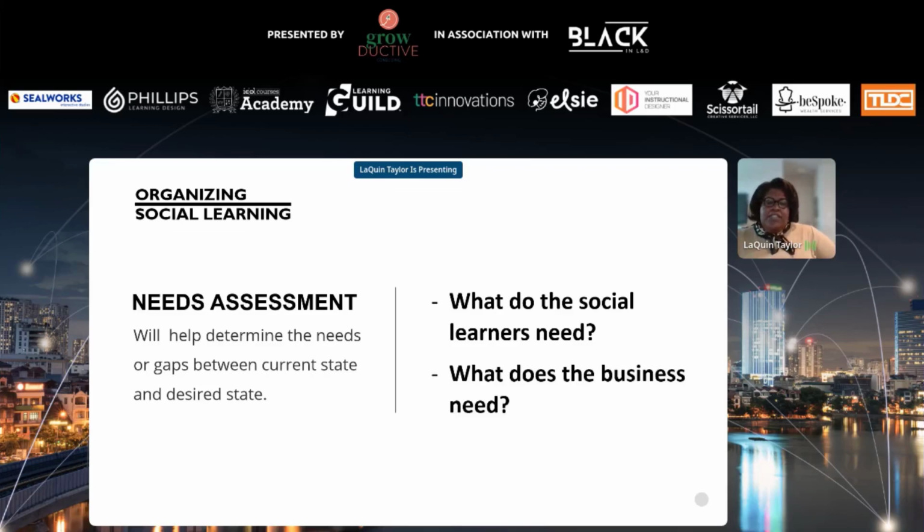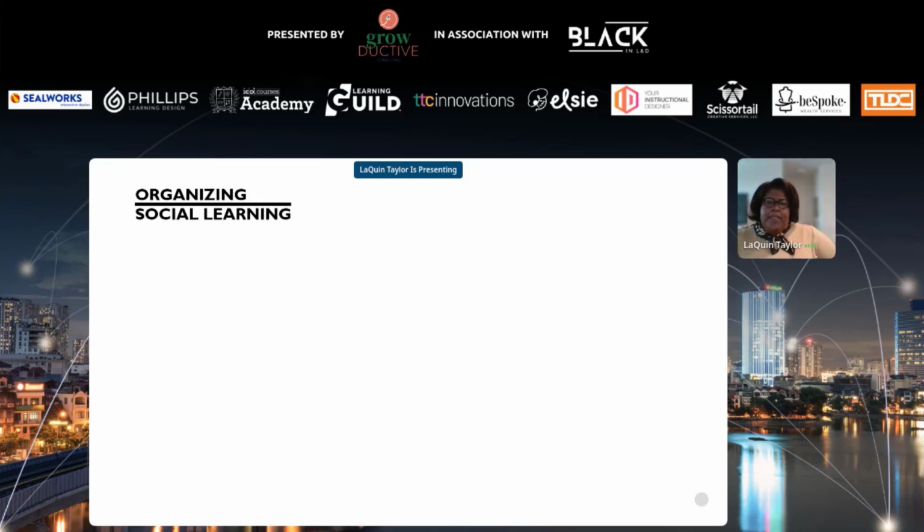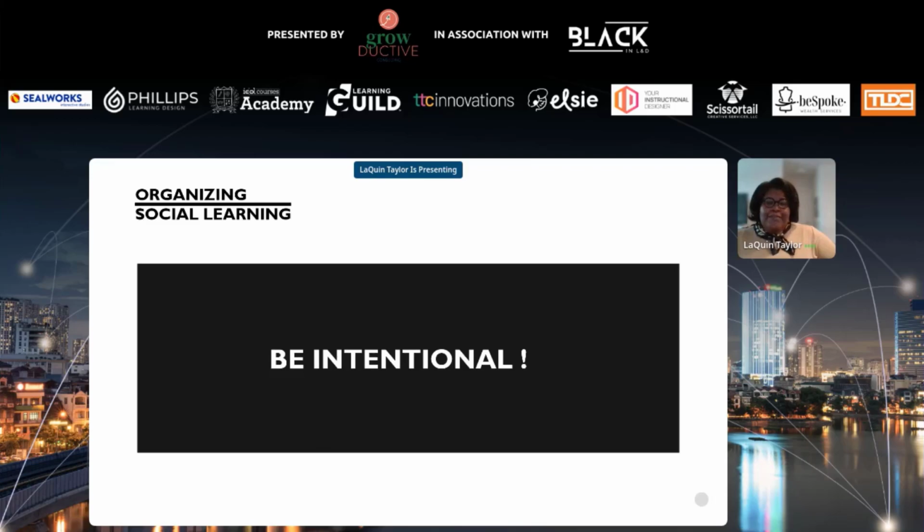We'll also want to make sure that we explore, what does the business need? Does it need specific groups of people to perform a common task better? Or maybe they want to change behaviors of certain groups of employees. Start by asking questions, then ask some more so that your organized social learning will be intentional.